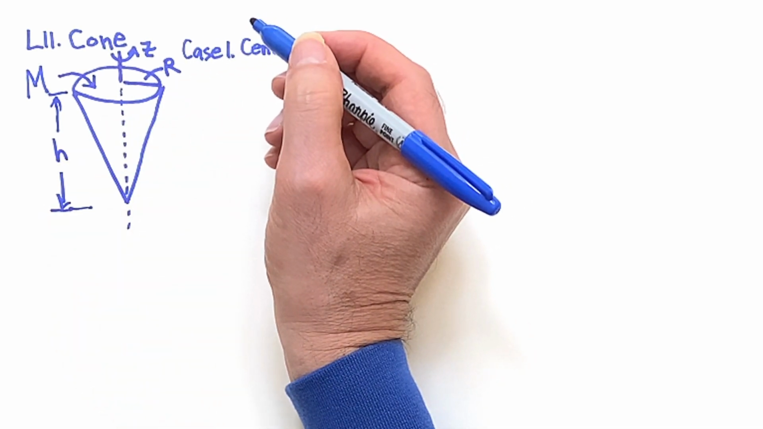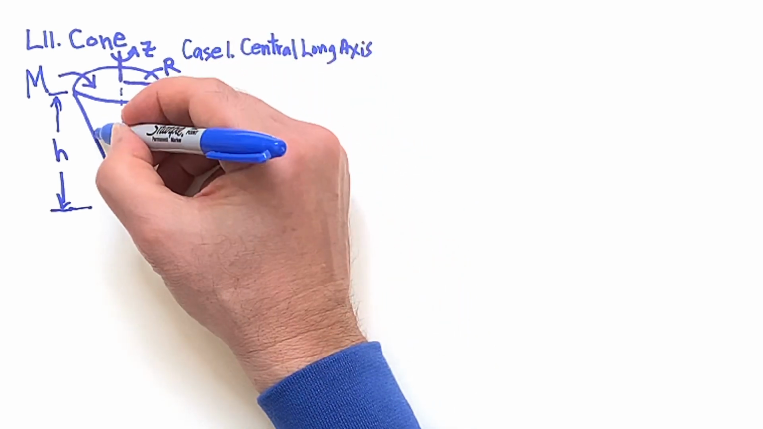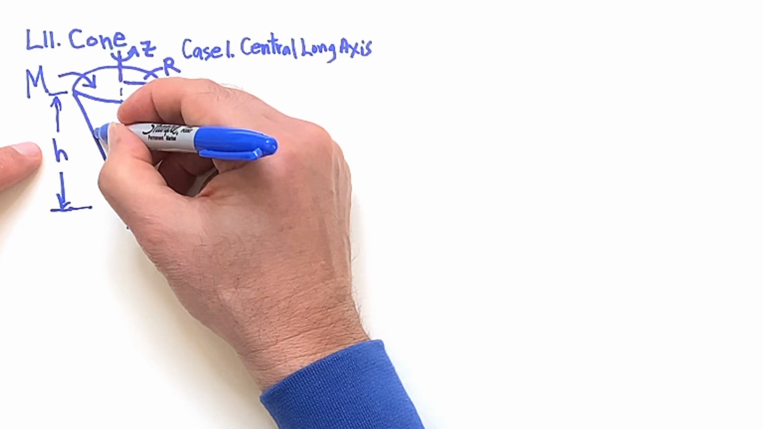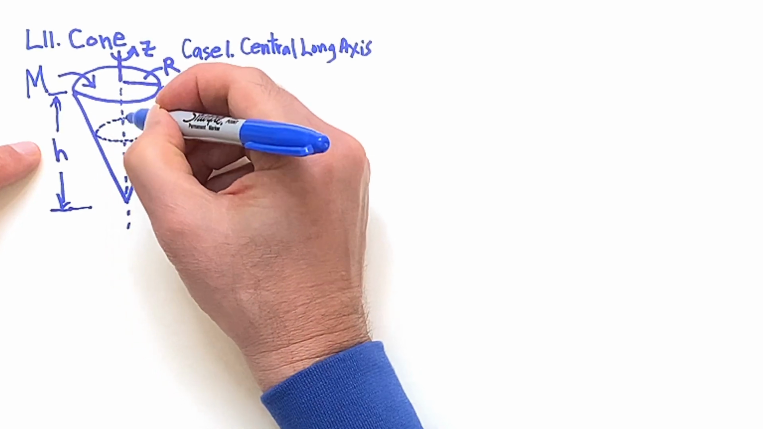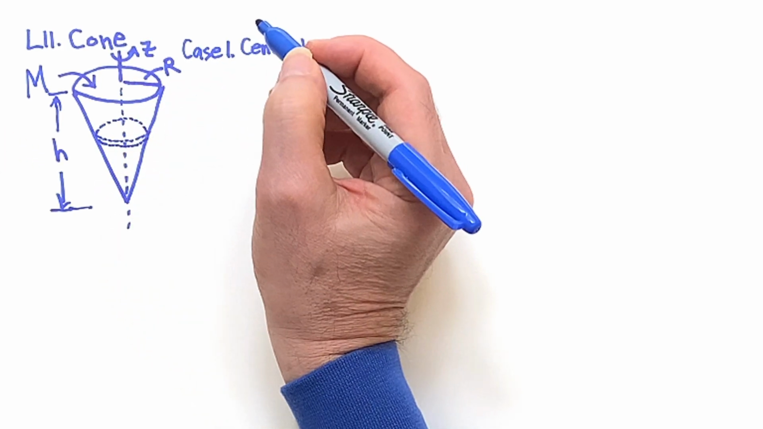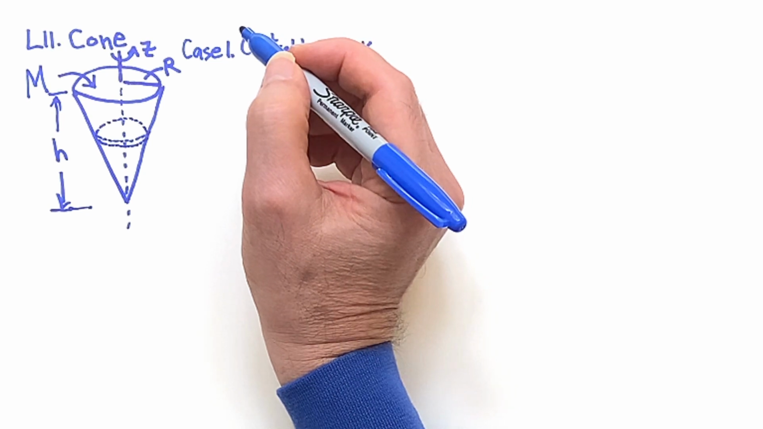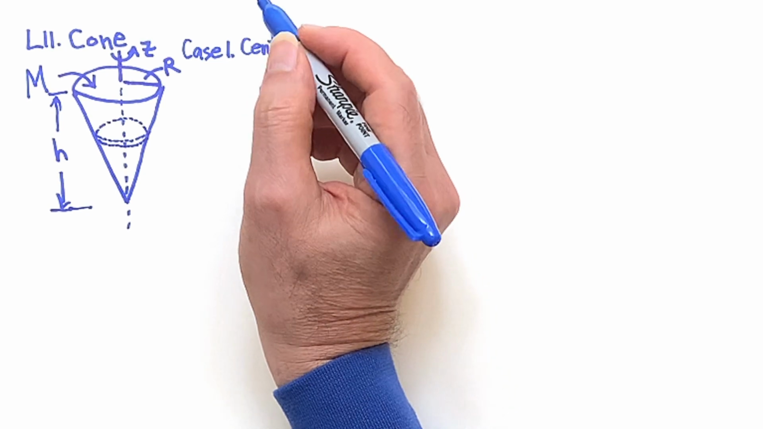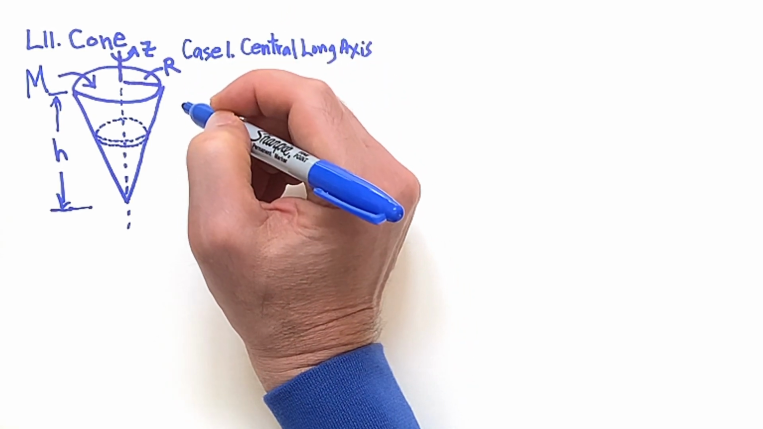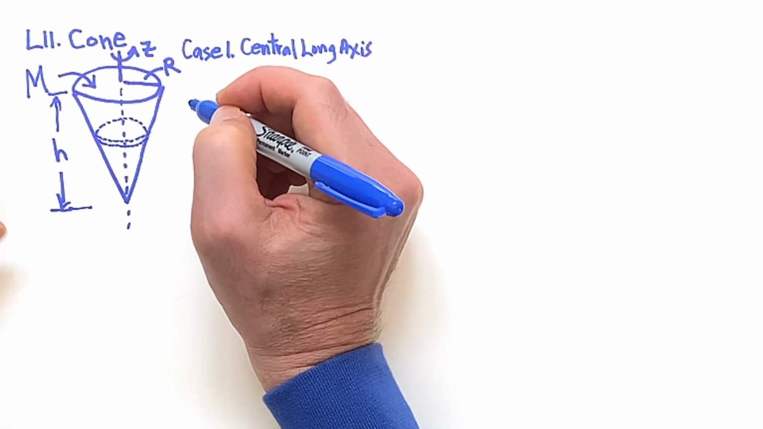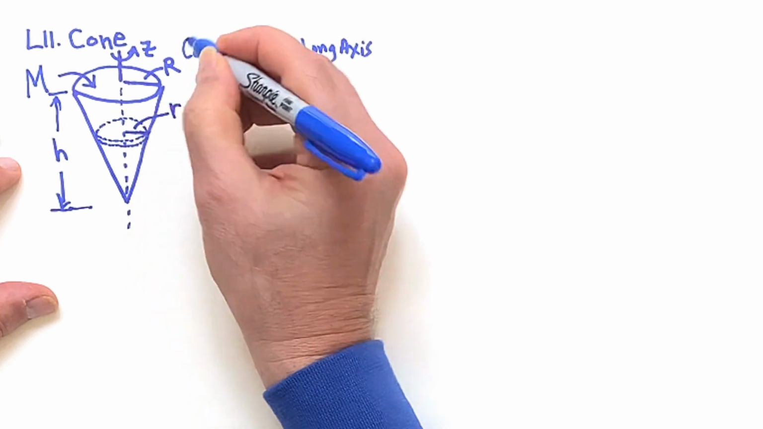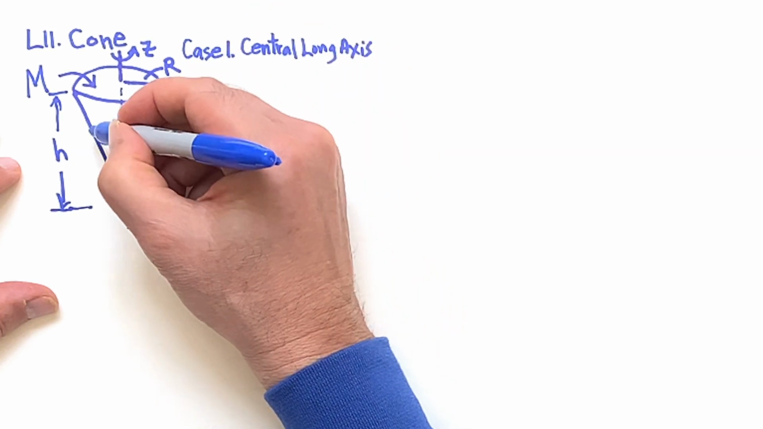Now the secret in doing this is to look at a disc. To look at a disc, and we know the answer for the disc. We have done that before. A disc is going to be 1/2 mr squared, where the mass of the disc is m and the radius is r. Now this here is going to have a little r, and this is going to be a height.